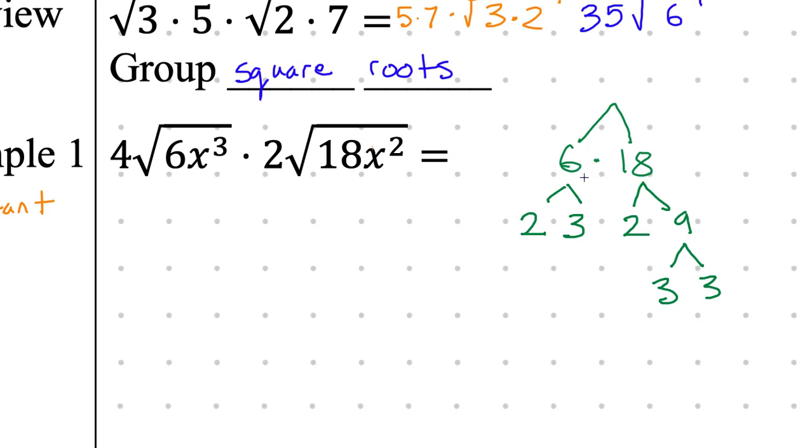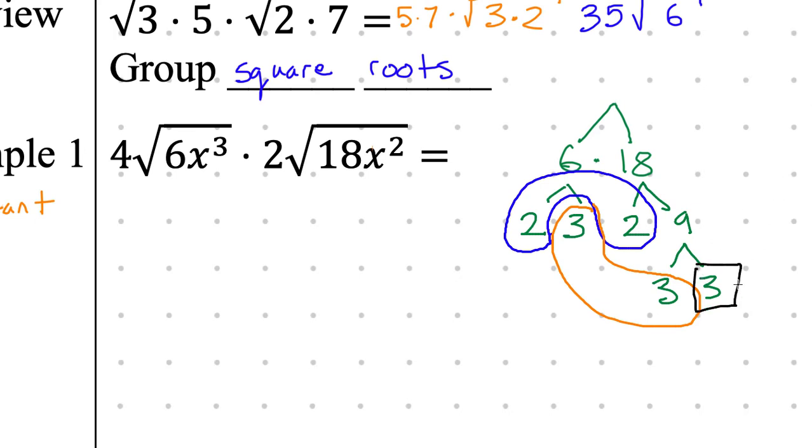And then from here, we're looking for perfect pairs. I have a pair of 2s, so doing a pair of 2s like that. I see a pair of 3s right here. And I'm left over with just a 3.